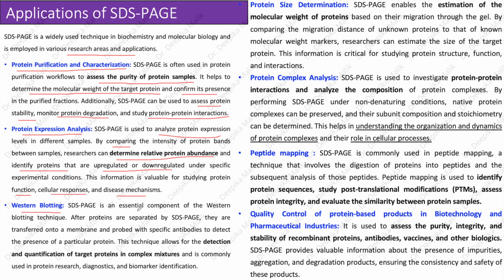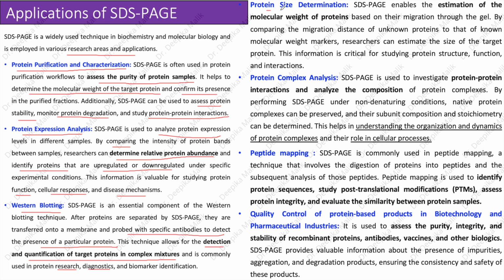Western blotting. SDS PAGE is an essential component of the Western blotting technique. After proteins are separated by SDS PAGE, they are transferred onto a membrane and probed with specific antibodies to detect the presence of a particular protein. This technique allows for the detection and quantification of target proteins in complex mixtures and is commonly used in protein research, diagnostics, and biomarker identification.